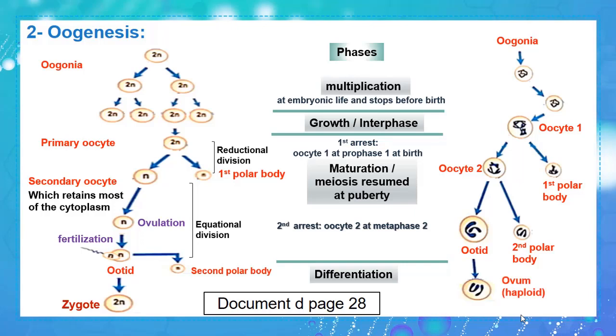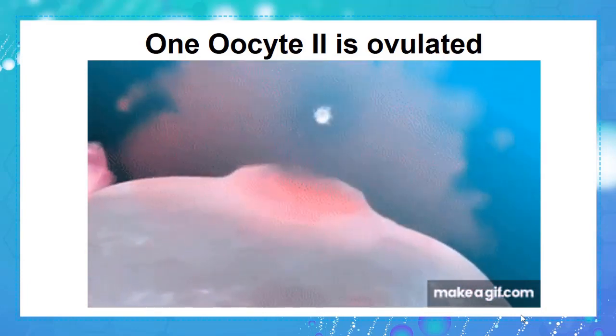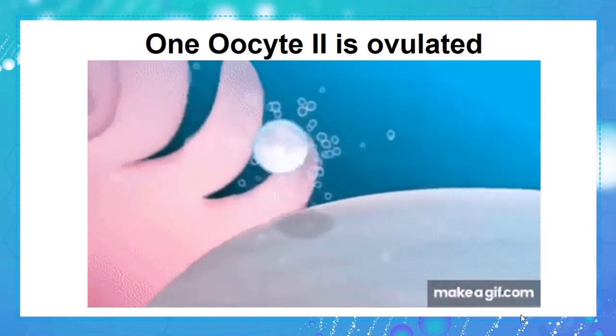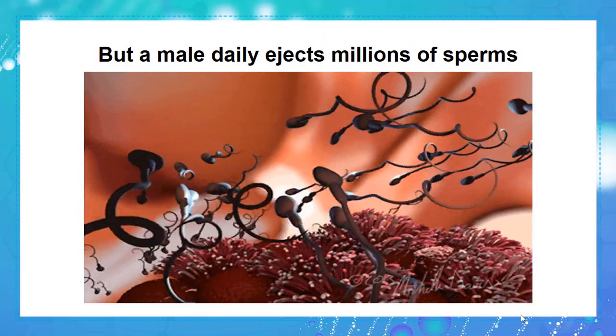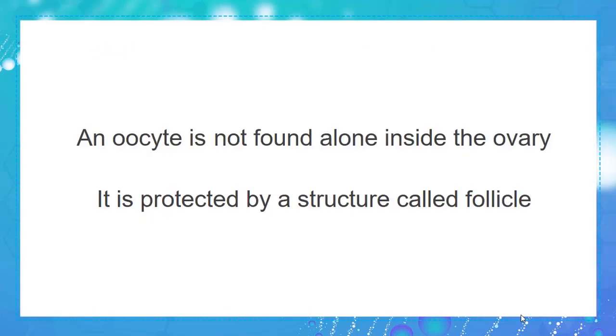Now, you must have noticed that an ovary usually produces one oocyte by ovulation only once per month, while a male daily ejects millions of sperms. That's why an oocyte is never found alone inside an ovary. It is well protected by a structure called the follicle.